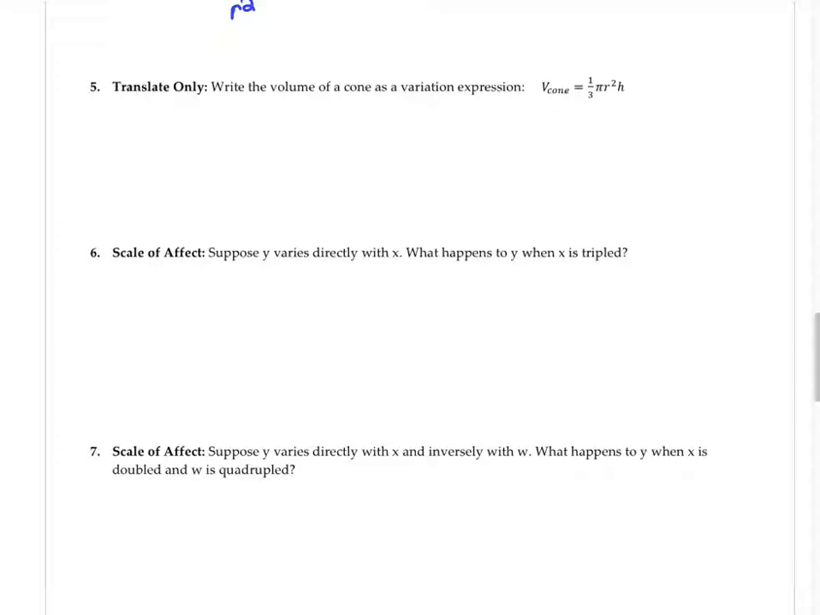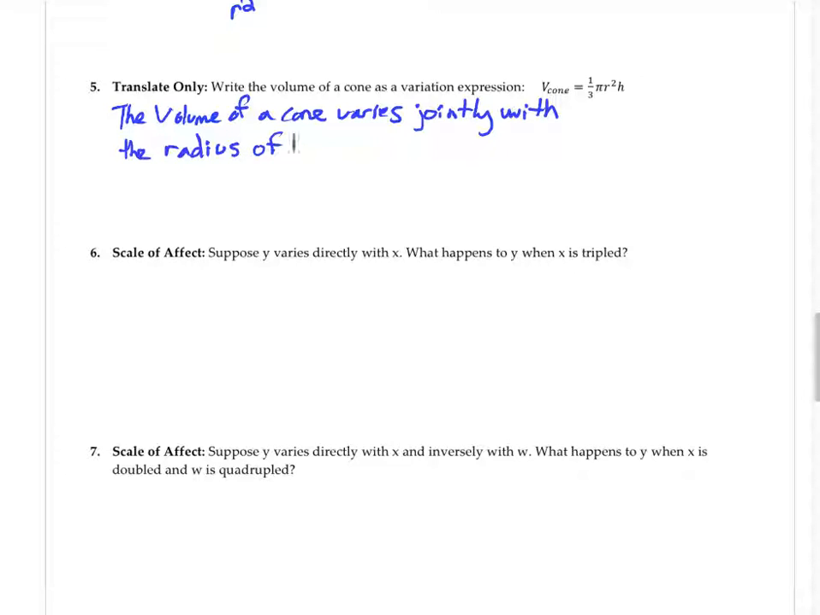So I'm going to say the volume of a cone is varying. So that varies. And how's it varying? Everything's multiplied here, so I'm going to use the word joint or jointly. And what's it varying jointly with? It's varying jointly with the radius. And where is the radius on a cone? I'm going to be a little bit specific. So I'm going to say the radius of the base. And that is squared. You could say square of or squared. And it's also varying with the height.